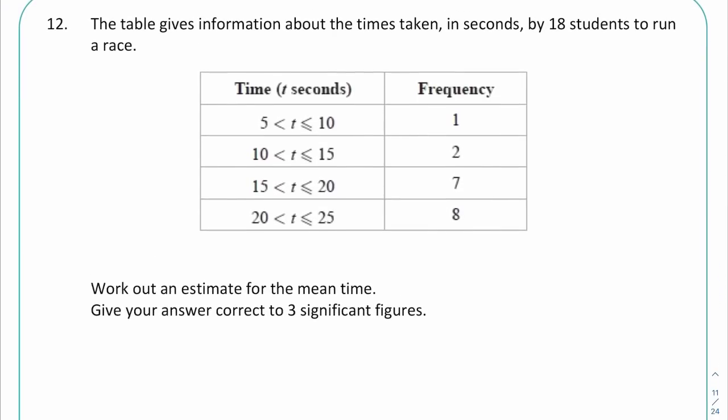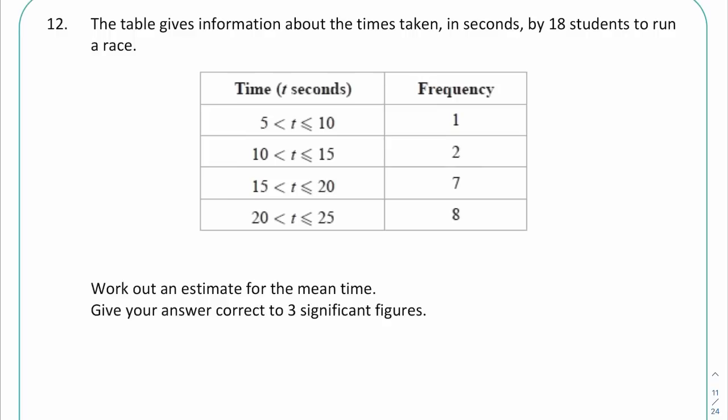Okay, so this question is asking us to work out an estimate for the mean time. It says to give our answer correct to 3 significant figures. So although the previous questions could have been on a non-calculator paper or a calculator paper, this particular one is definitely a calculator question. Obviously the nature of the questions that we're doing here, we are just filling in the gaps from the previous 3 papers, so it is a bit of a mixture of calculator and non-calculator. But as I said, this one's definitely a calculator question.